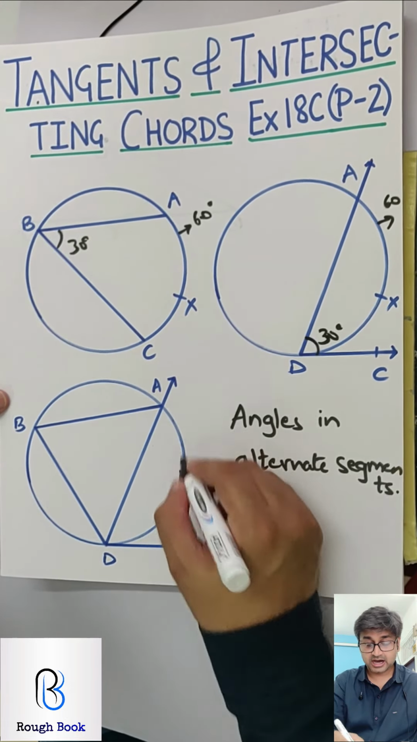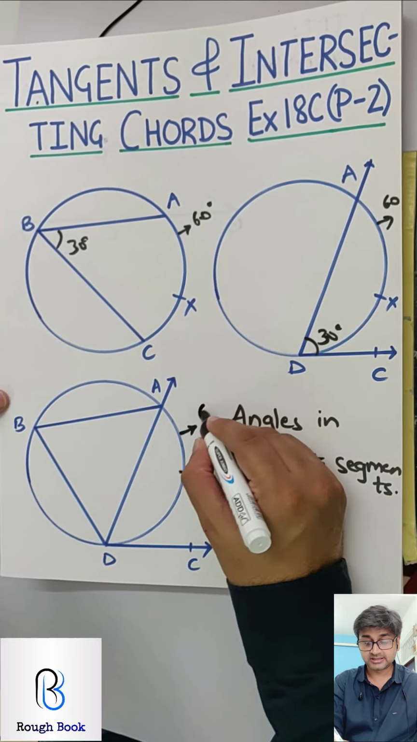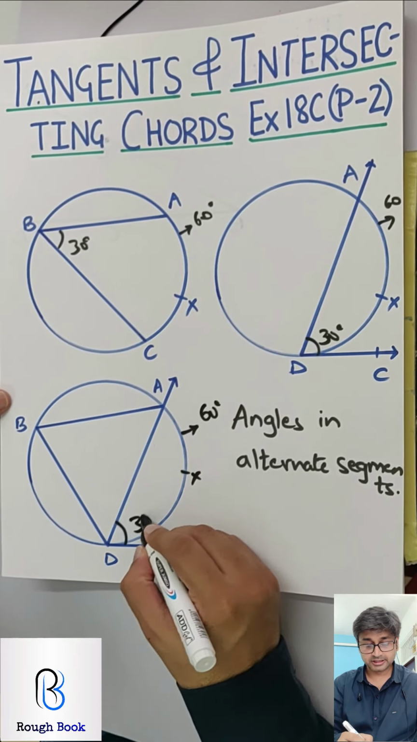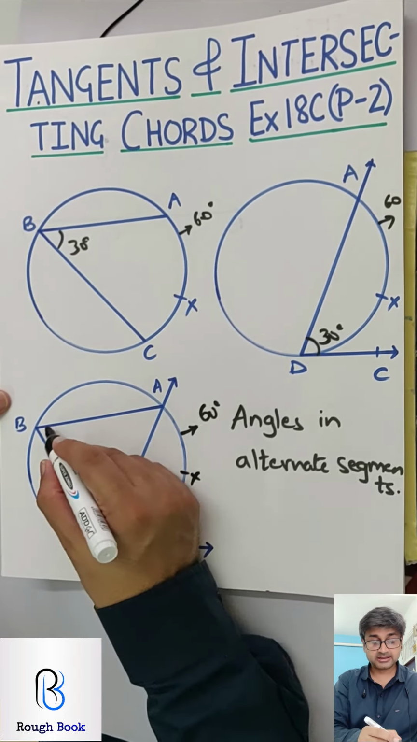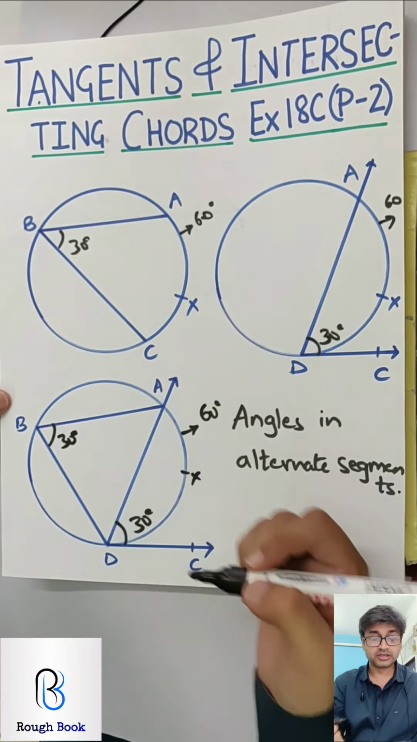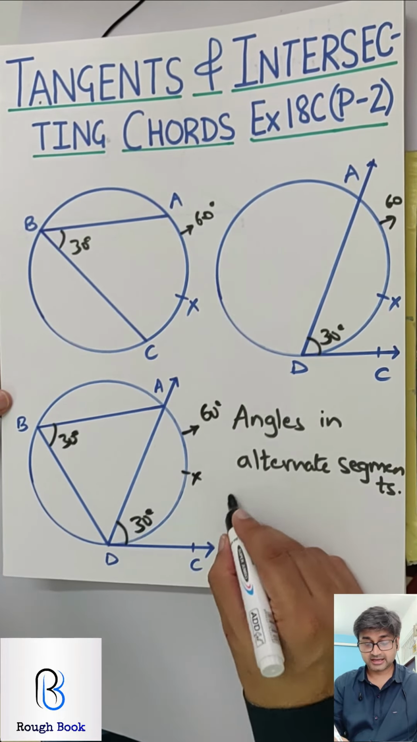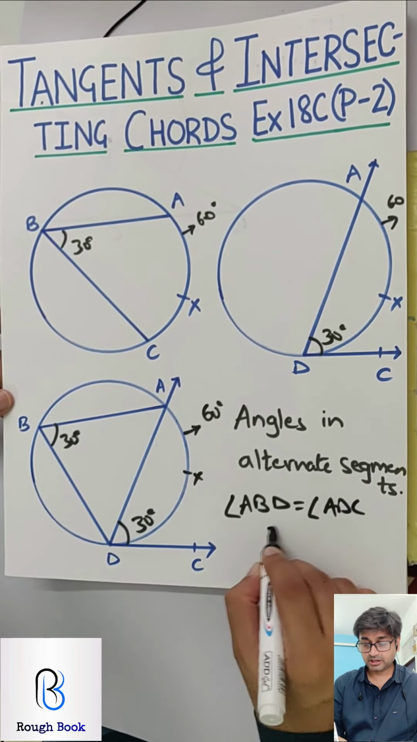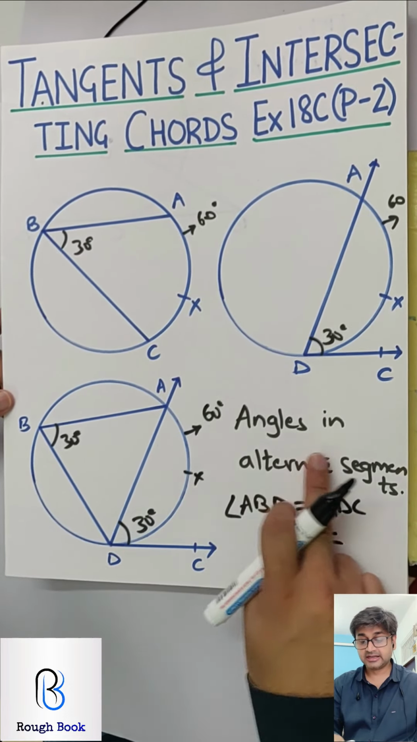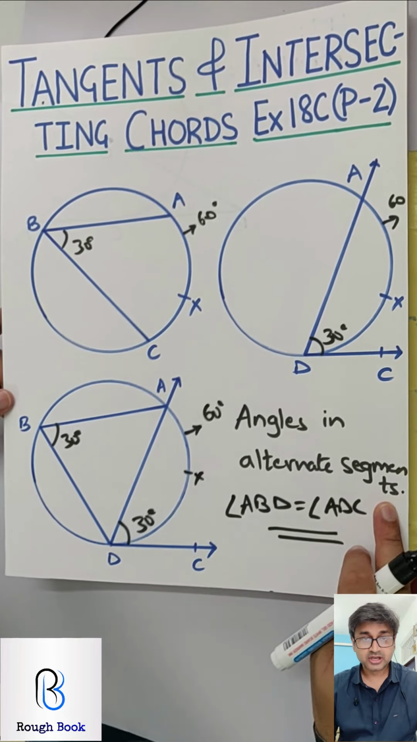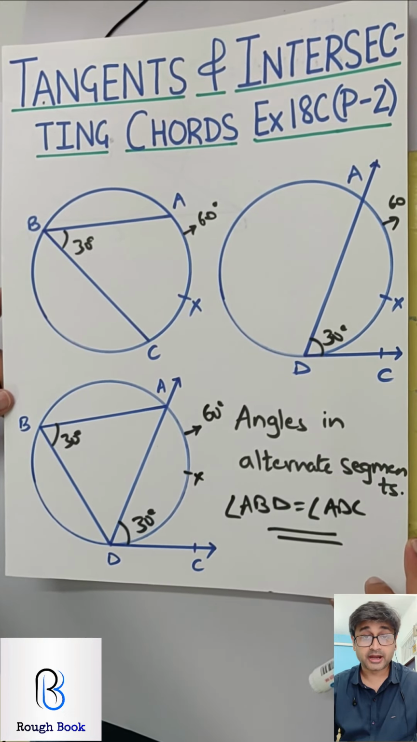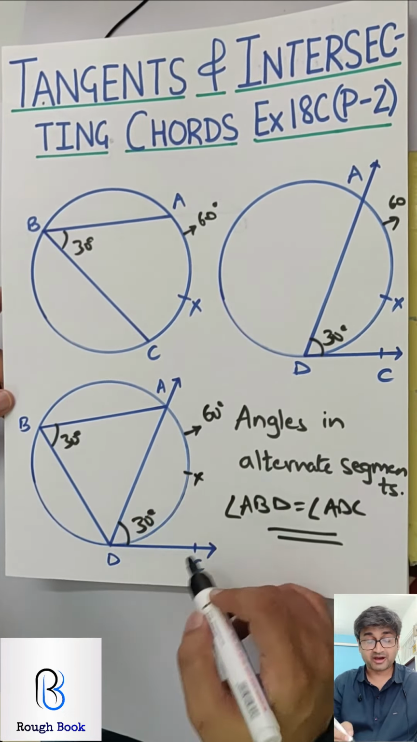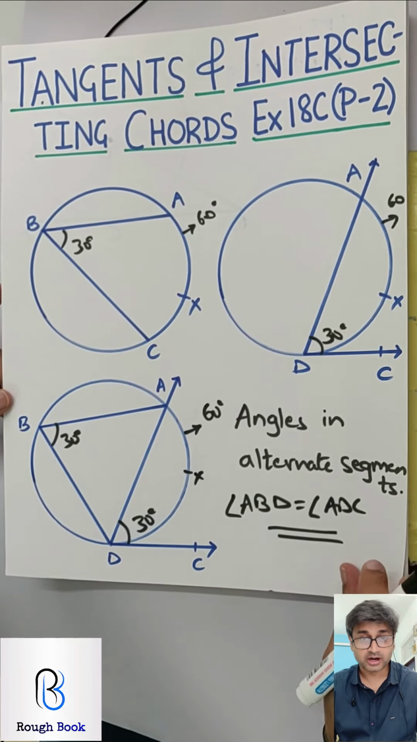That means if this arc AXD is 60, this will be 30 by this property, and this also will be 30 using this property. Therefore both the angles will be equal, that is ABD will be equal to ADC, angles in alternate segments. So I hope you remember this property and how to use it. Mountain and the valley is the easiest way to understand.